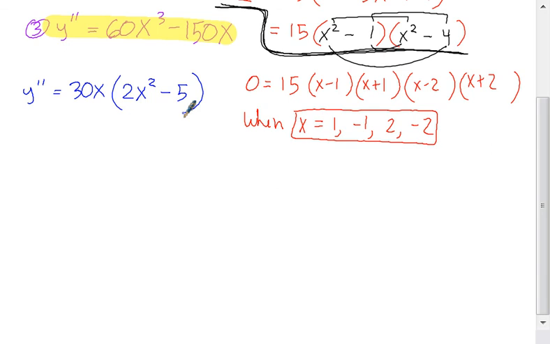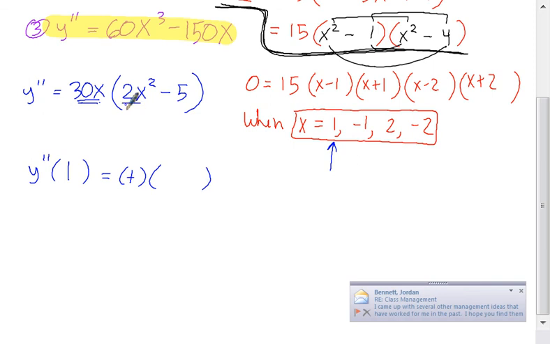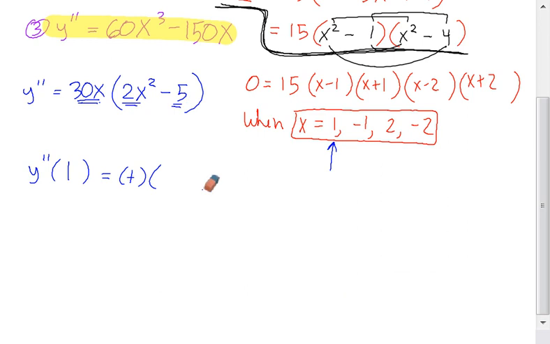So now it's time to start plugging in values. If I plug in this first critical number, which is 1, let's see what we get. All we care about is the sign. We don't actually need to compute the numerical value. We just need to know if it's positive or negative. So when I do 30 times 1, you're getting a positive answer. And when I do 2 times 1 squared, that's 2. Take away 5, that's negative. And so when you multiply those two things together, the result is negative.